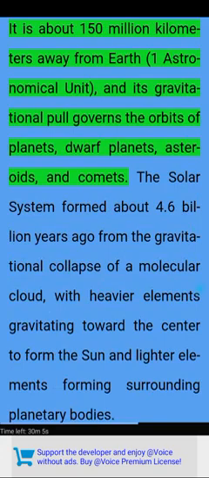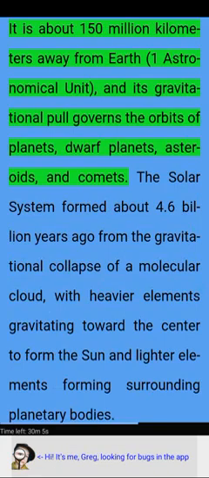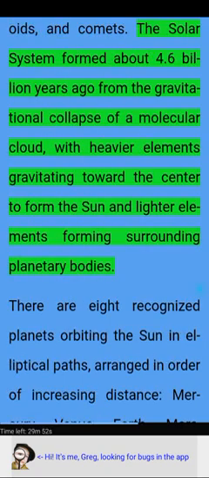It is about 150 million kilometers away from Earth, 1 astronomical unit, and its gravitational pull governs the orbits of planets, dwarf planets, asteroids, and comets. The solar system formed about 4.6 billion years ago from the gravitational collapse of a molecular cloud, with heavier elements gravitating toward the center to form the sun and lighter elements forming surrounding planetary bodies.